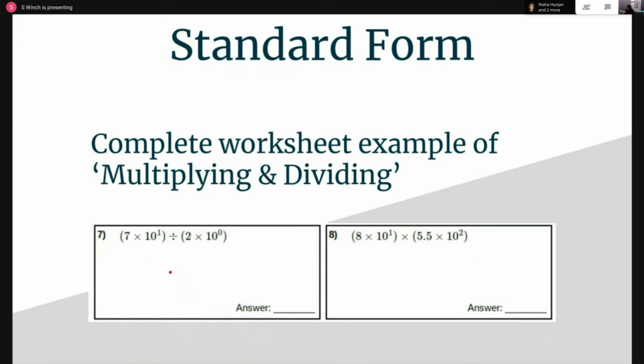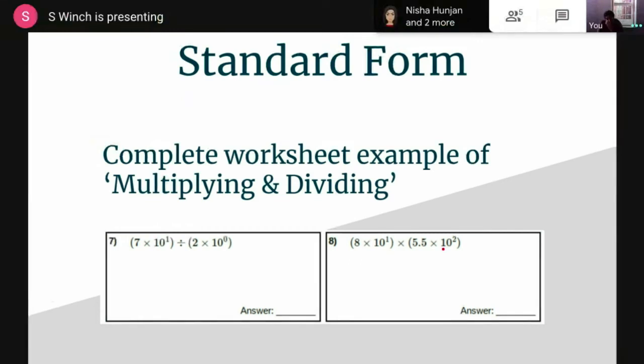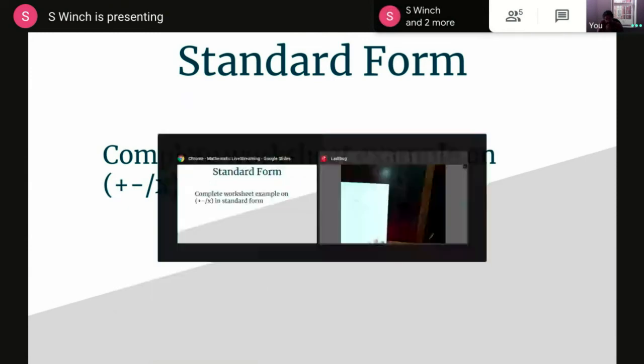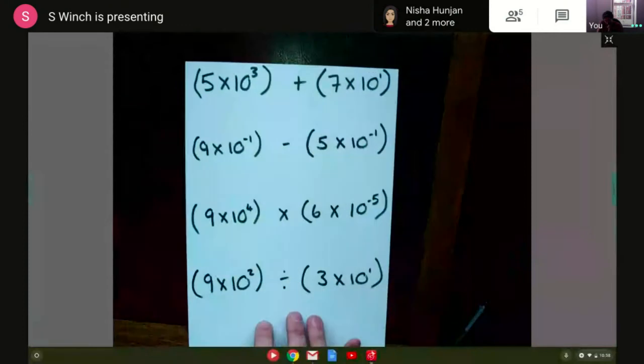Similarly over here with division, 7 times 10 to the power of 1, which gives us 70. And you're going to divide that by 2 times 10 to the power of 0, which just gives us 2. 70 divided by 2, nice and easy, is 35. And finally, on multiplication, 8 times 10 to the power of 1 gives 80. And we're going to multiply 80 by 5.5 times 10 squared, which gives us 550, which 80 times 550 would give us 44,000. That was a little harder for me to work out off the top of my head. Okay, so let's have a look at an example sheet for you.